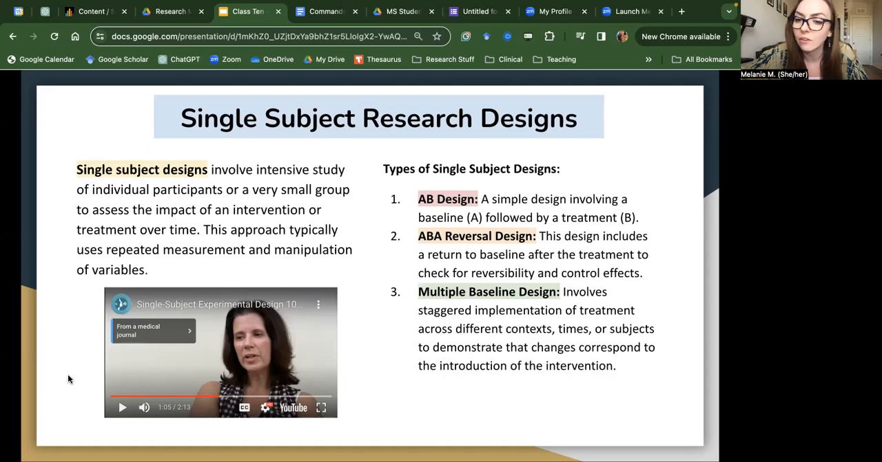And then we have multiple baseline designs. This involves staggering the implementation of treatment across different contexts, times, or subjects to demonstrate that change corresponds to the introduction of the new intervention. That's a lot of words.